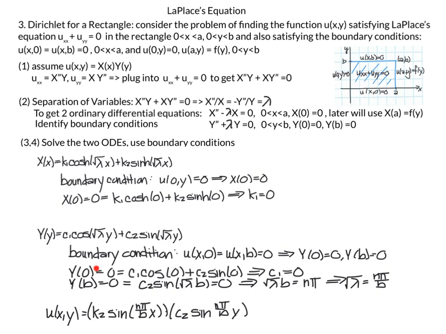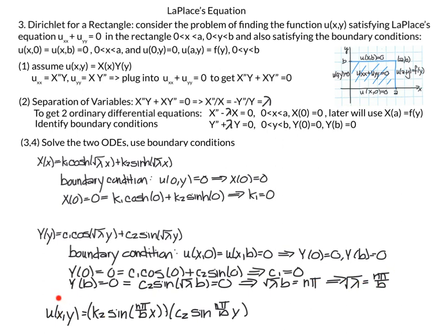So I can use those two boundary conditions, plugging in for my Y that I solved for. So Y of 0 is equal to 0. Here I have c1 cosine of 0 plus c2 sine of 0. So if this is always equal to 0, that means my c1 has to be equal to 0, otherwise I'd have a 1. And then Y of b equals 0. Now I take out my cosine term, and I'm left with c2 sine of square root of lambda b equals 0, which means square root of lambda b is equal to n pi, which means square root of lambda is equal to n pi over b.